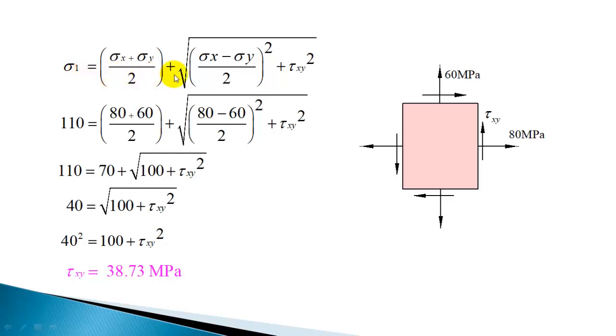One of the principal stress is limited to 110 MPa tensile. Since principal stress value given is more than these normal stresses, 80 MPa is the maximum normal stress and it is more than 80, so this is a major principal stress, so I have taken plus. If it's less than 60, you can take minus.